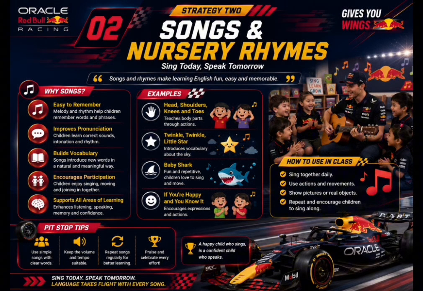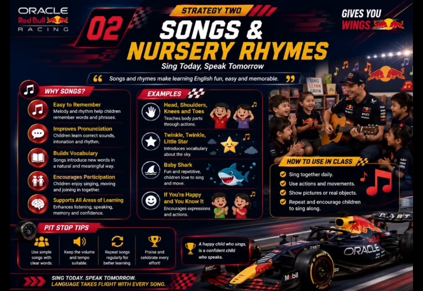Firstly, why songs? Songs are easy to remember. The combination of melody, rhythm, and repetition helps children to remember new words and phrases more easily. For example, in the song Head, Shoulders, Knees and Toes, children can learn body parts while using actions, making vocabulary more meaningful. Secondly, songs help to improve pronunciation. By listening and singing along, children are exposed to correct sound, stress, and intonation. This allows them to practice English pronunciation naturally without feeling pressured.